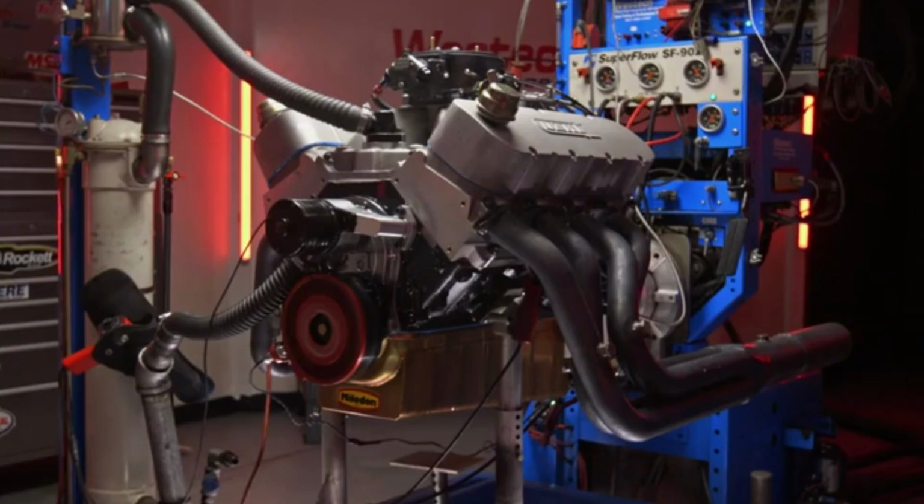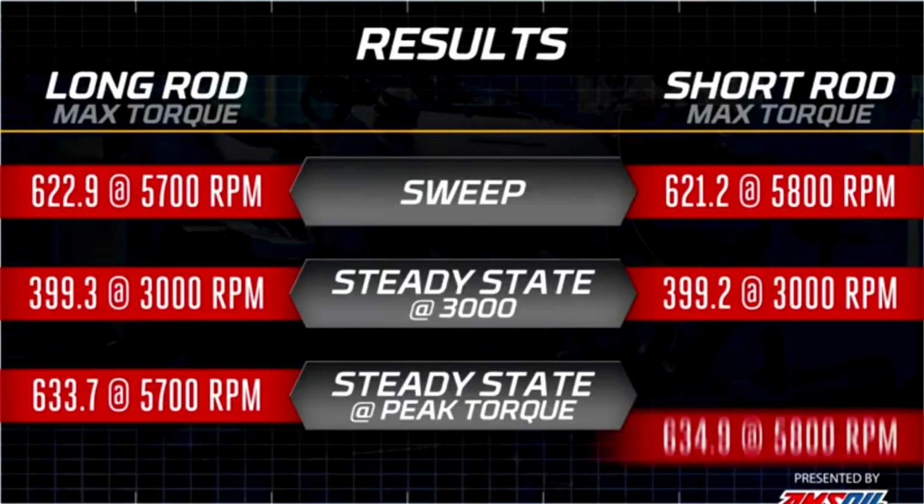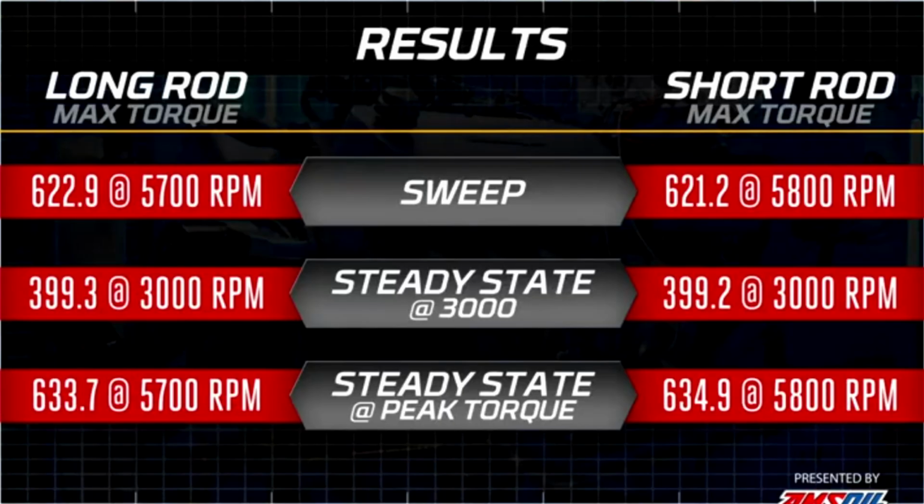You think? Yeah. So now we're going to do a steady state torque test at 5,800 RPM, which is where this connecting rod made its peak torque number of 621.2, but that's not the number we're about to see when we run at steady state. So this is going to be steady state 5,800. Okay, the average torque throughout gathering that data was 634.9, and it was 633.7 with the other one. So basically steady state, we're calling no difference.